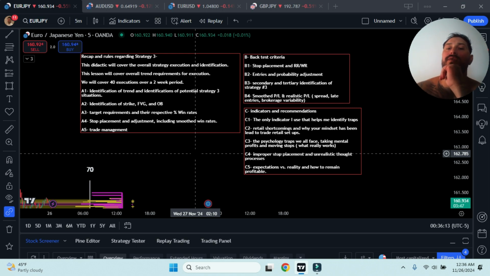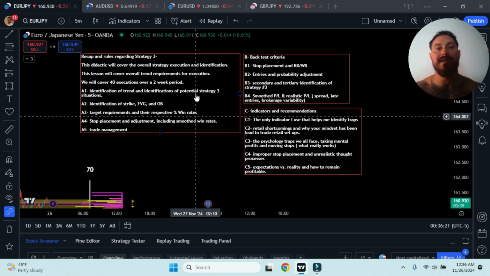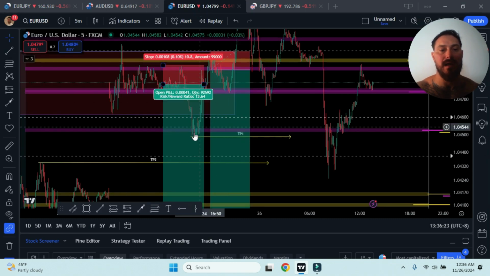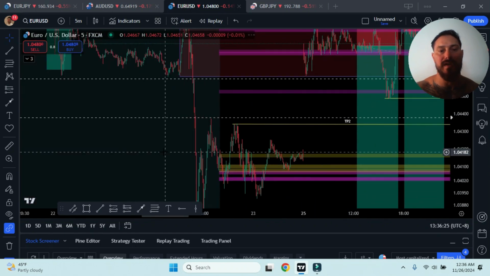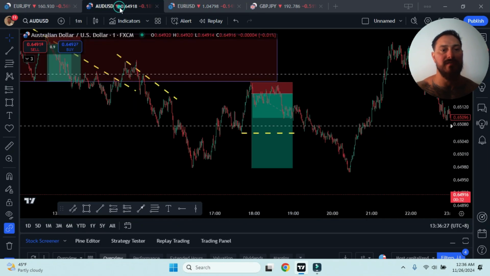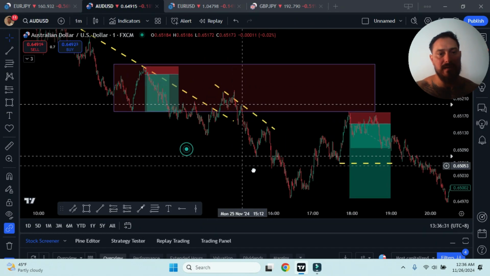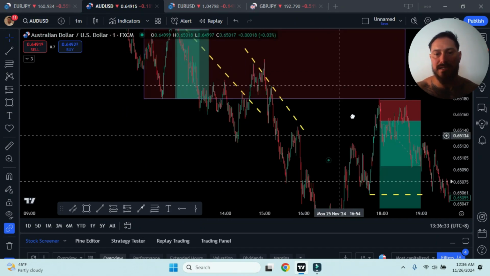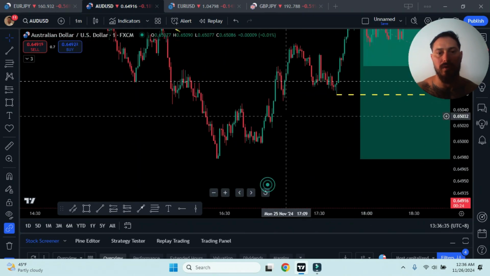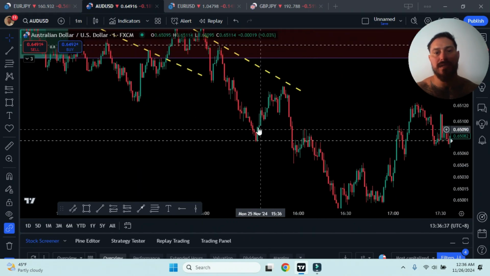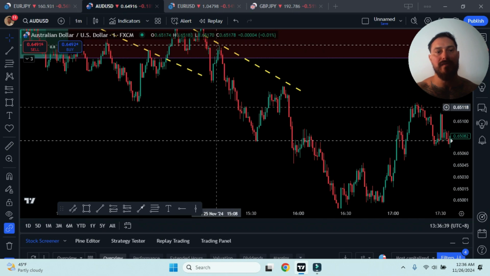And then I want to get into the secondary and tertiary identification of strategy 3. The secondary and tertiary identification of strategy 3 is actually when I see a lot of bullish failures moving into the price. Let's see if I can find a great example. Here is a great example. When you get a very, very convincing break to the upside, only for it to pull lows. So we're moving away from this order block.